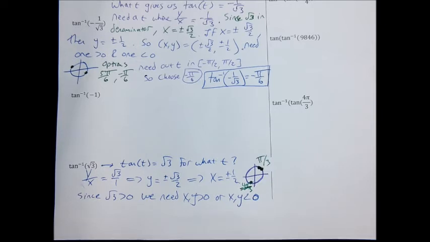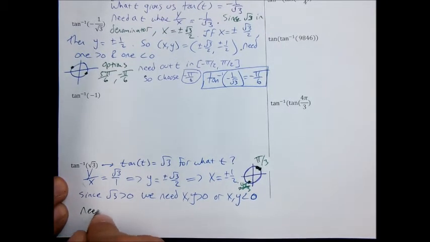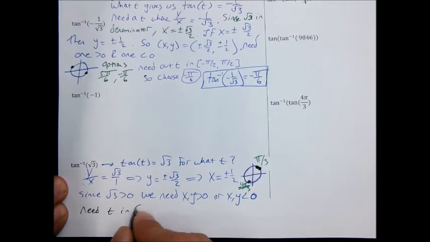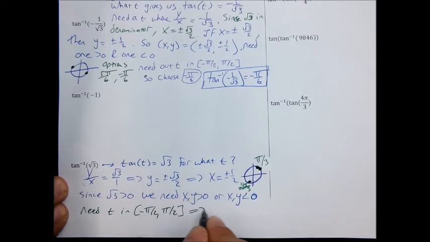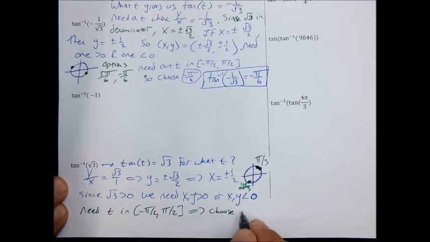Does that make sense? And we want to pick the one that's between minus pi over 2 and pi over 2. So which one of those two is on that interval? Yeah, pi over 3. So we need t to be between minus pi over 2 and pi over 2, and so that means we choose pi over 3.